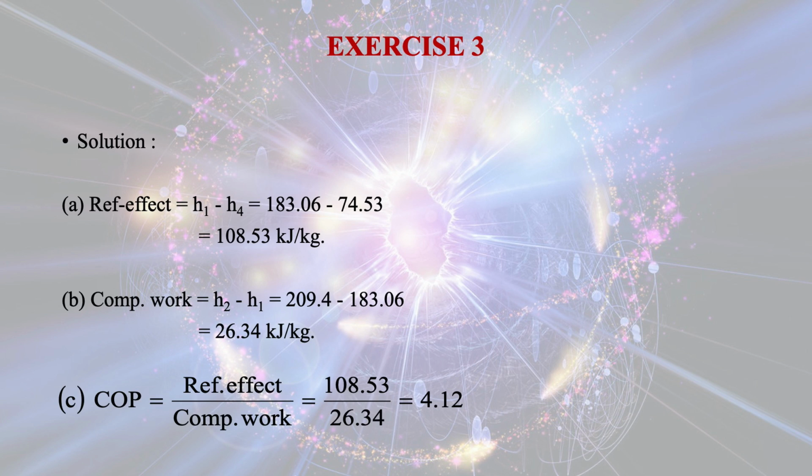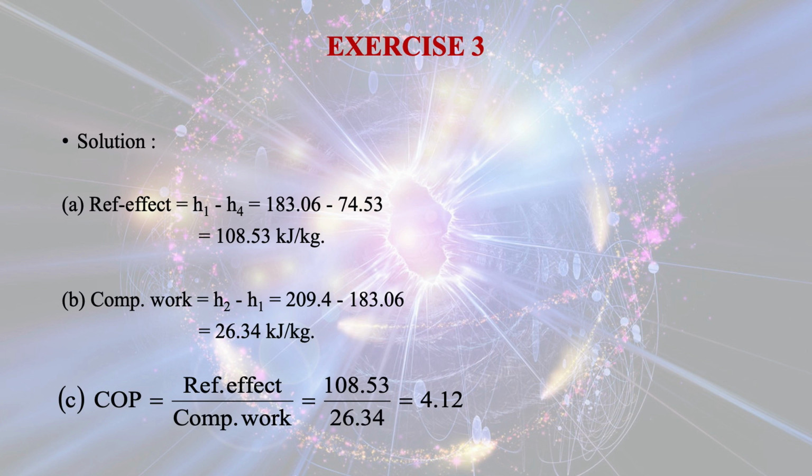So the refrigerating effect is H1 minus H4, which comes out to be 108.53 kJ per kg. The compression work, H2 minus H1, comes out to be 26.34 kJ per kg. The COP of the refrigeration system, which is equal to net refrigerating effect divided by compression work, comes out to be 4.12.